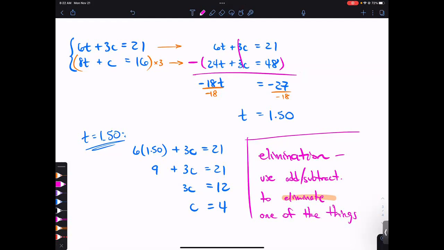Once you get one of them, you're always just going to go back and plug it in to find the other, right? Sometimes people call this back substitution: you back up and substitute in what you know to find the other thing. But that's what we call the elimination method. That's one of our tools. Basically, take the two pieces of information and tie them together by adding or subtracting them in such a way that you get somewhere with it. Okay?